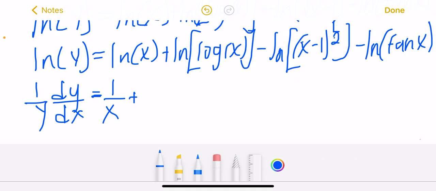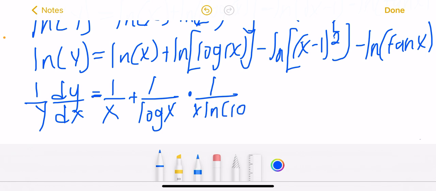Okay. So what is the outer part? The outer part is ln of the inside. So this means derivative of ln of the inside will be 1 over the inside. And our inside is log of x, multiplied by the derivative of the inside. What is the derivative of log x? Derivative of log x, it's 1 over x ln of 10. Okay.